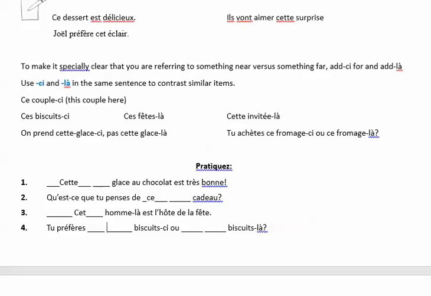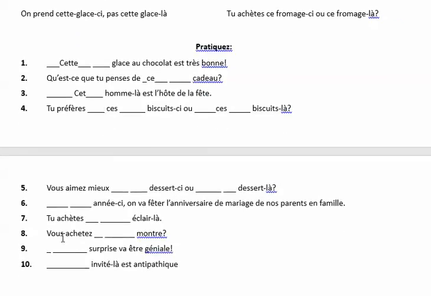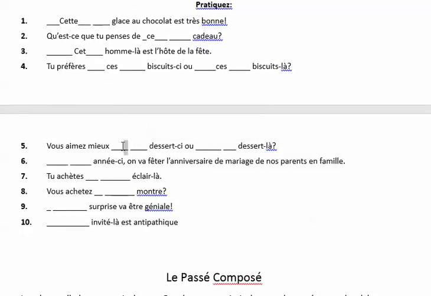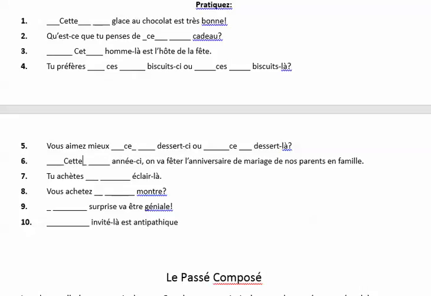Tu préfères ces biscuits-ci ou ces biscuits-là? And ces because biscuit is pluriel. Numéro 5. Vous aimez mieux ce dessert-ci ou ce dessert-là, because dessert is masculin. Numéro 6. Cette année-ci, on va fêter l'anniversaire de mariage de nos parents en famille.